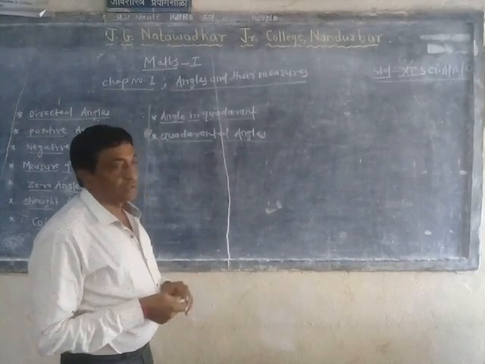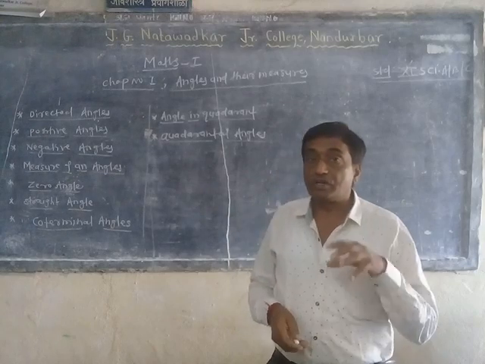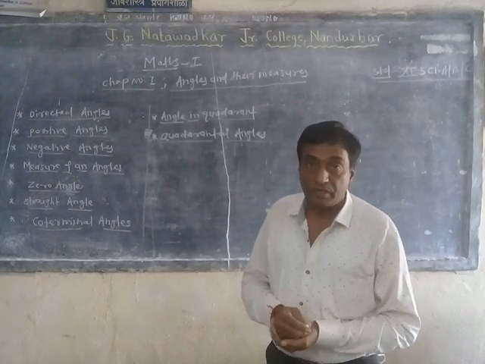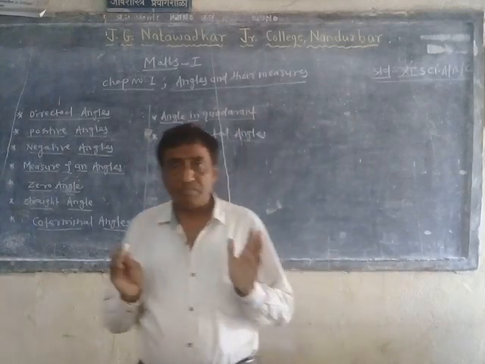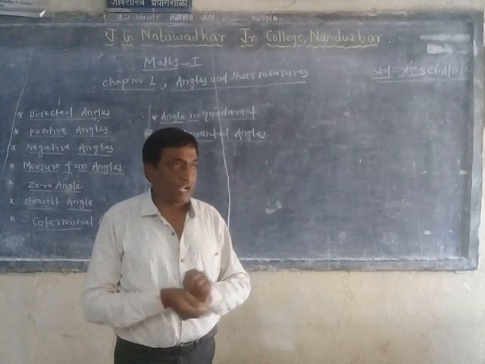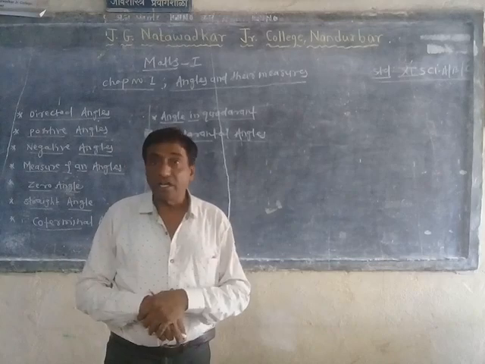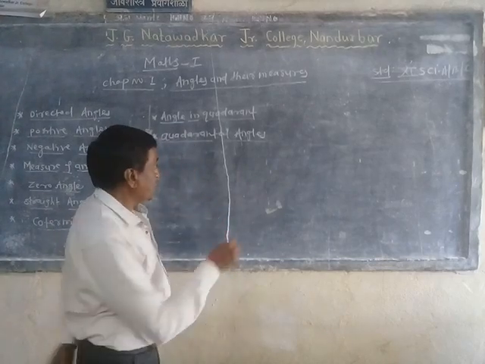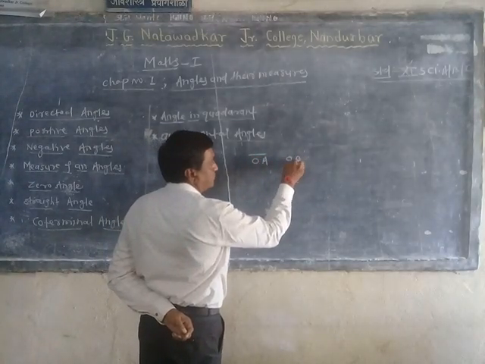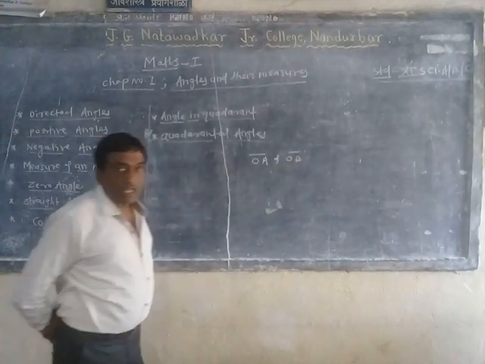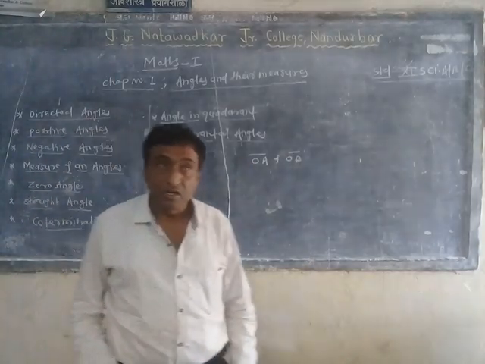But in the 11th standard, we want to see a new concept, and the first concept is the directed angle. So what is meant by a directed angle? I will explain it using an example. Suppose we take two rays, ray OA bar and another ray OB bar. Both are rays and their starting point, or initial point, is O.